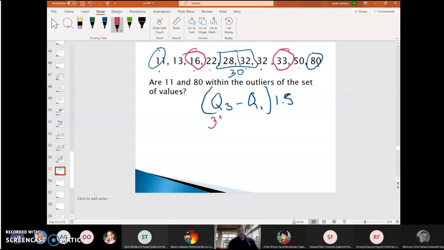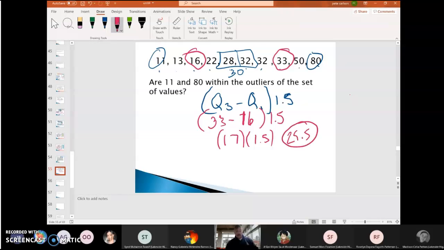So Q3 minus Q1, 33 minus 16 is what, 17? And what's 17 times 1.5? It's 25.5. So what that means is if I add 25.5 with 33, I get 58.5. So anything above 58.5 is an outlier. Well, 80 is above 58.5, so it's an outlier.